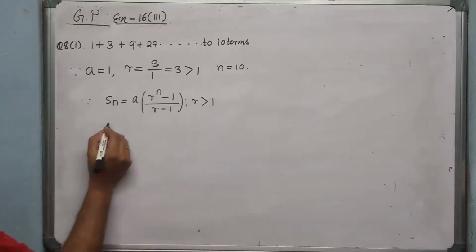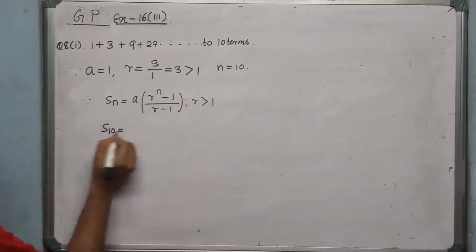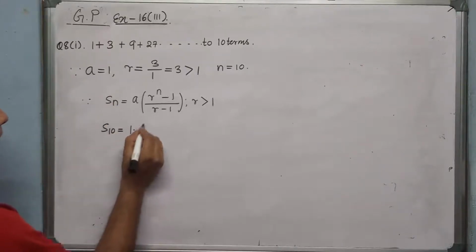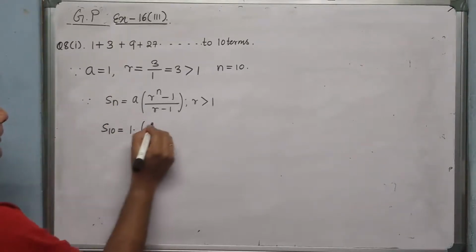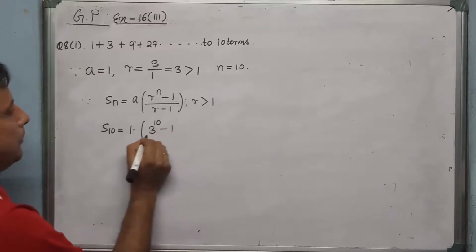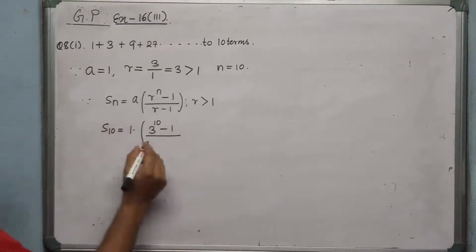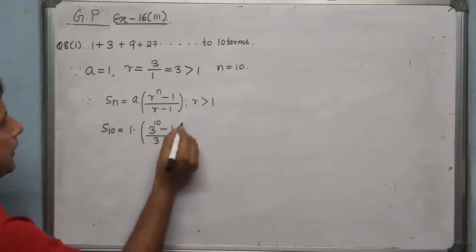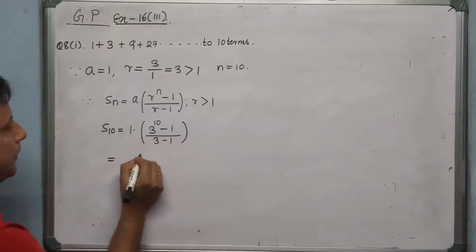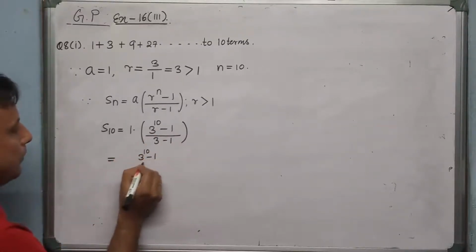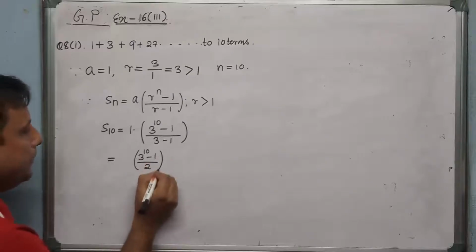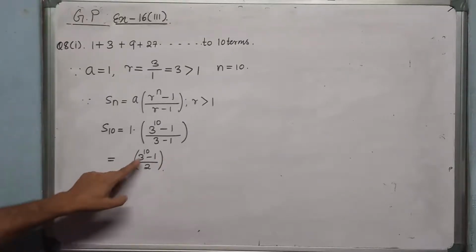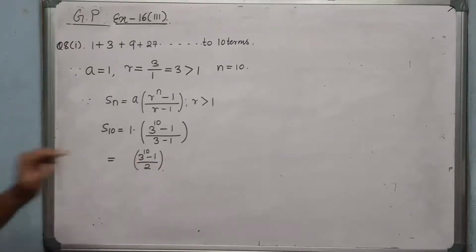Now I'll substitute the respective values. n is 10, a is 1, r is 3: 3 to the power 10 minus 1 over 3 minus 1. Now your answer will be (3 to the power 10 minus 1) over 2. You can leave your answer like this, or you can calculate 3 to the power 10 from your calculator. If you leave your answer like this, you'll get full marks.